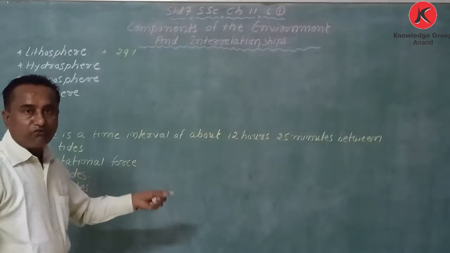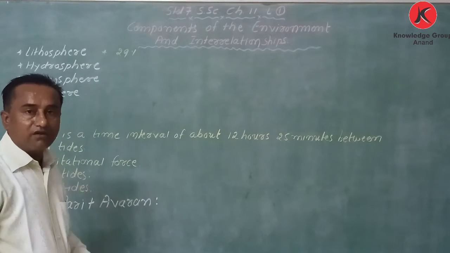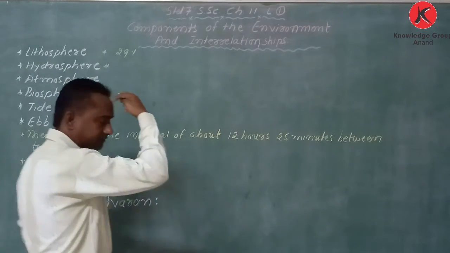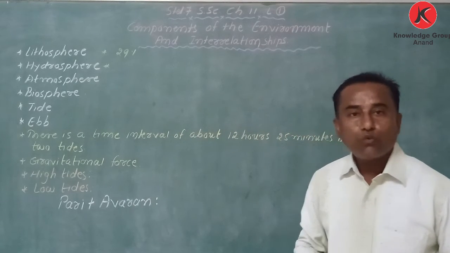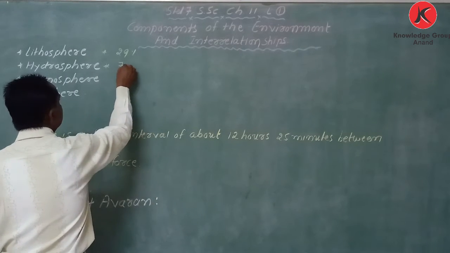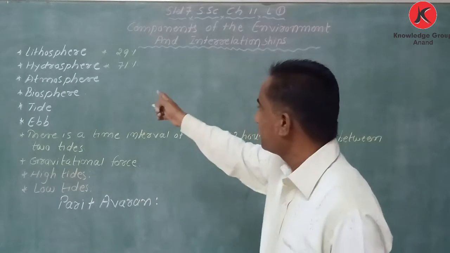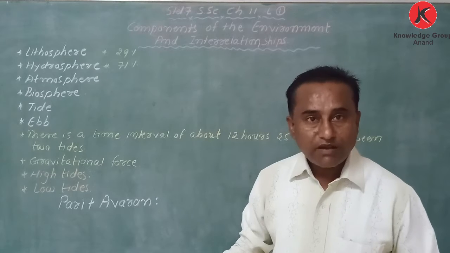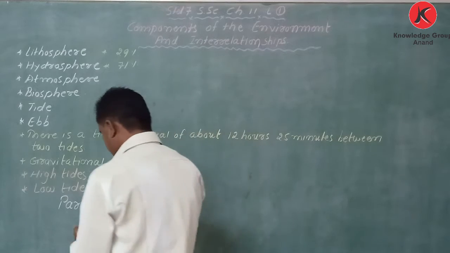So 29% area is covered with lithosphere. I have already explained the meaning of lith and sphere: lith means soil and sphere means layer. My dear student, the second one is called hydrosphere. The word hydrosphere means water. 71% area of the earth's surface is covered with hydrosphere. Hydro means water, and the large water mass is called ocean.